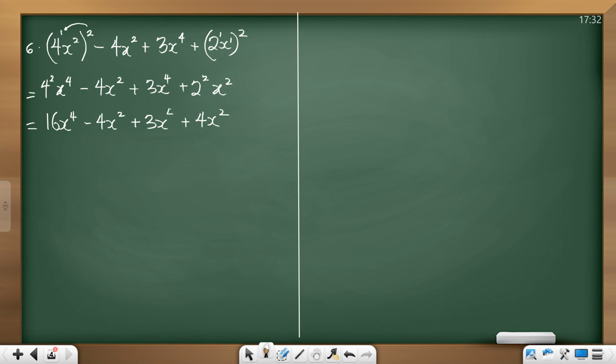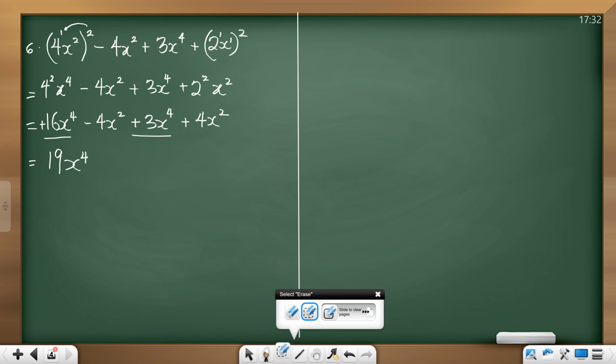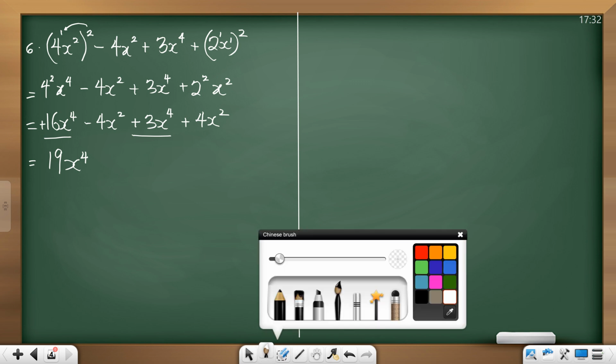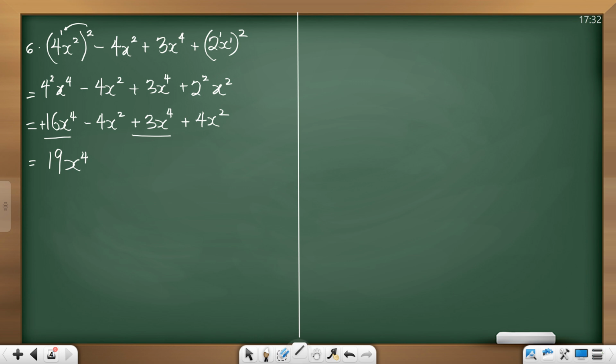So which ones are like terms? That and that. So if I write my like term out, x to the power 4. Now the numbers, positive 16, don't forget, plus 3 would give me positive 19. Now, negative 4x squared plus 4x squared. Do you notice that they are of the same value but opposite what? Signs. So negative 4, positive 4, that would give me a 0, and we are done.